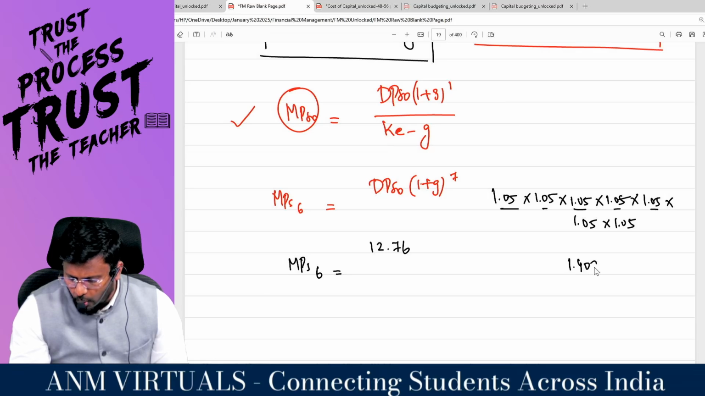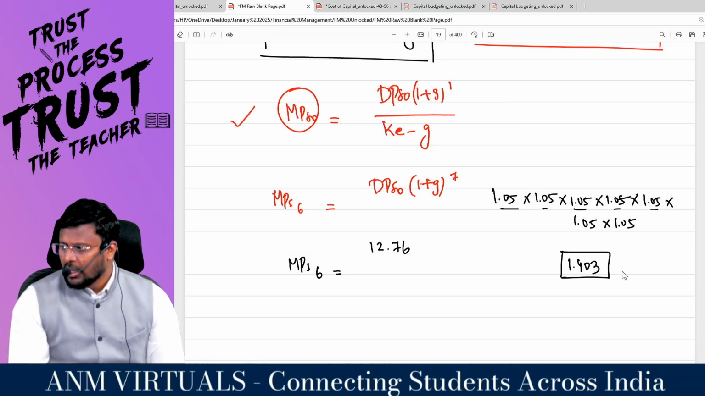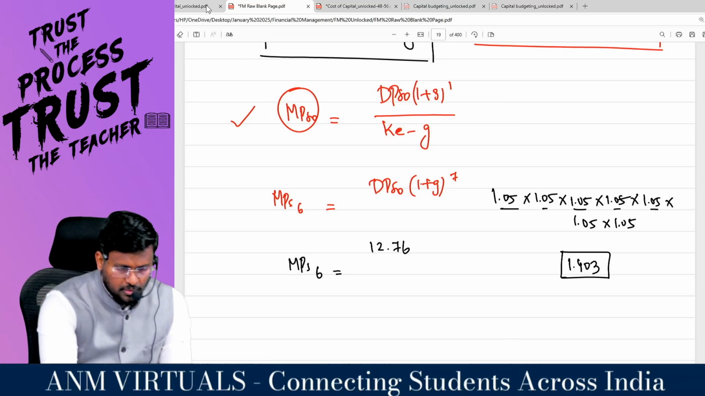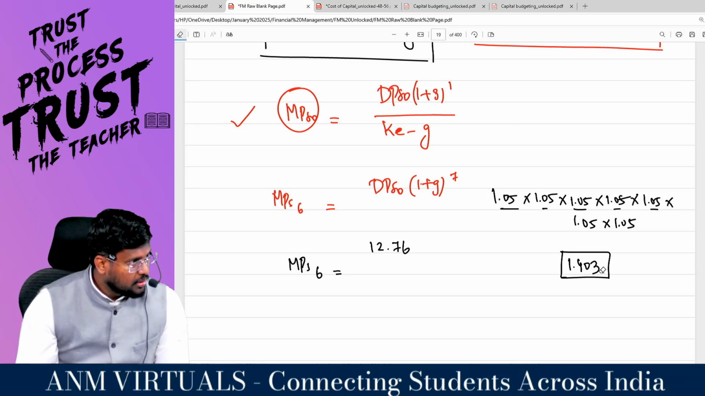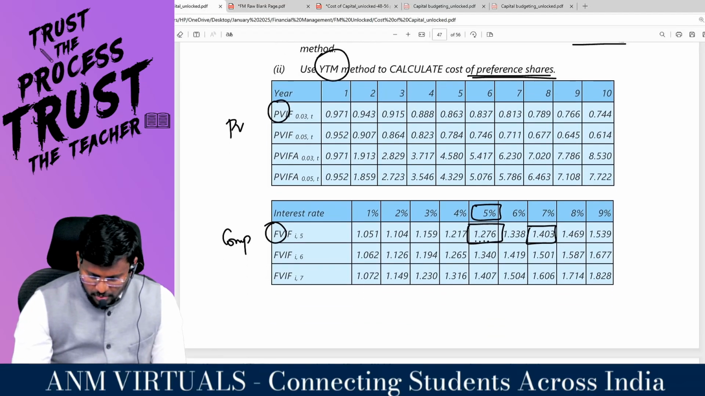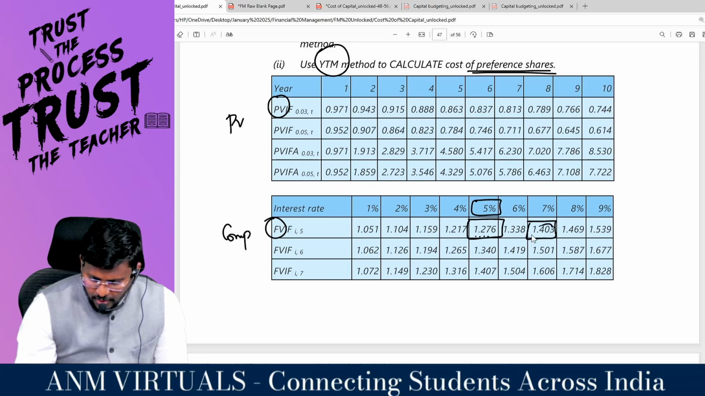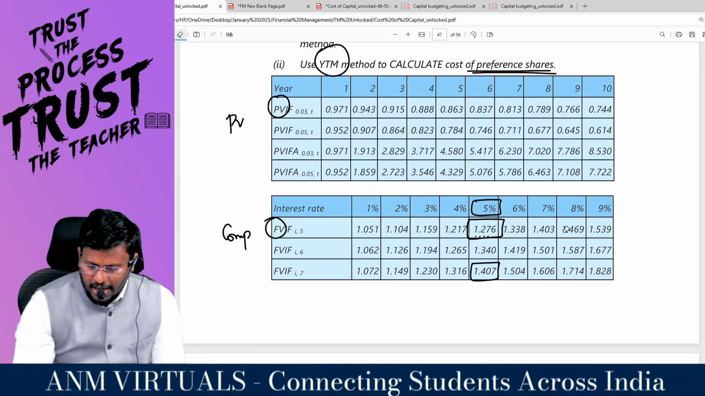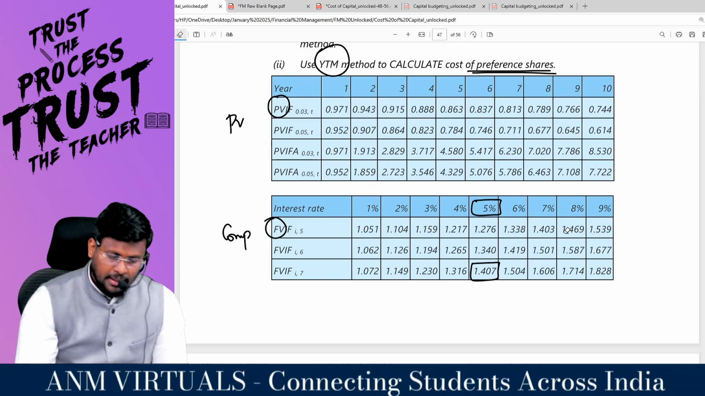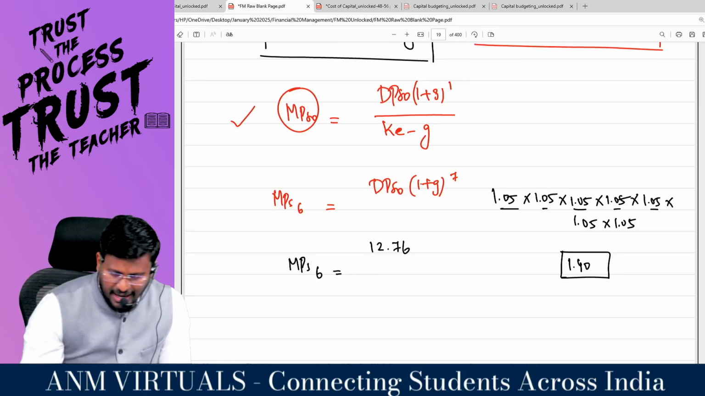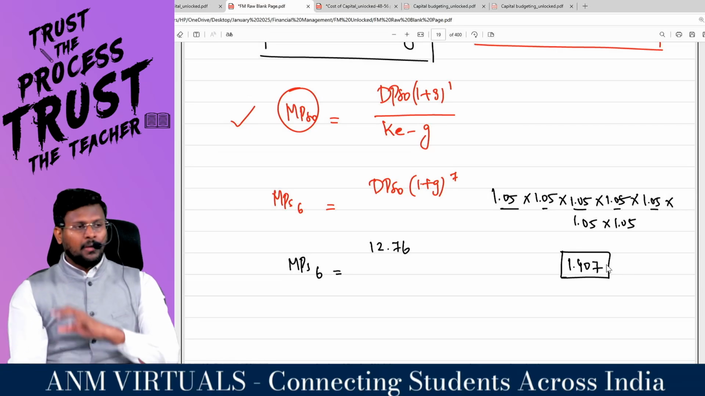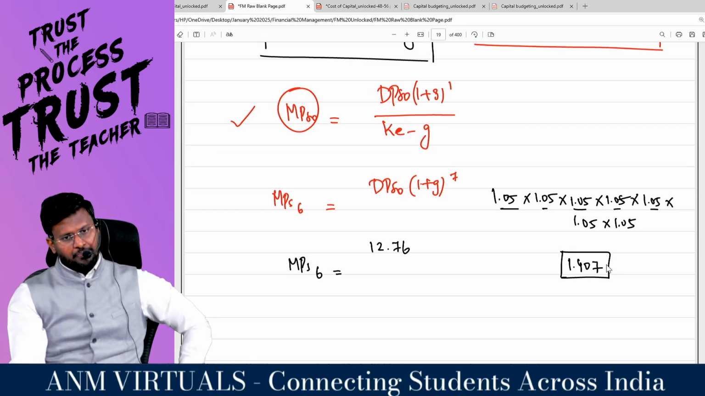1.403 is the future value factor. You are getting 1.407 in the calculator, right sir? Sorry, 1.407. Are you all getting 1.407? Yes sir. So you are getting 1.407 at a 5% growth rate, for how many years? 7 years.